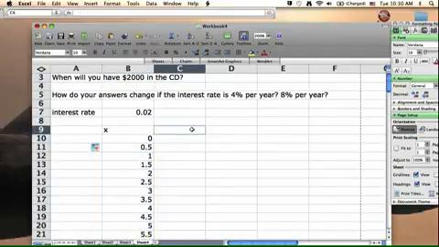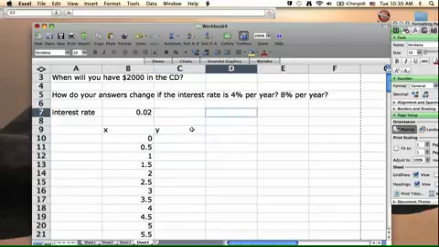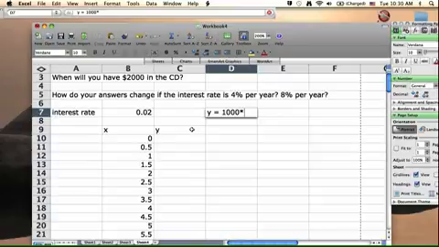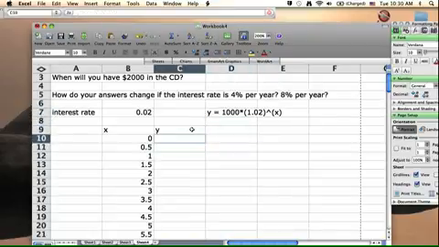Then y is going to be how much money. As far as the formula goes, we've talked about this before, you do 1,000 times 1.02 raised to the x power. So now x is in the exponent. This is called an exponential function.